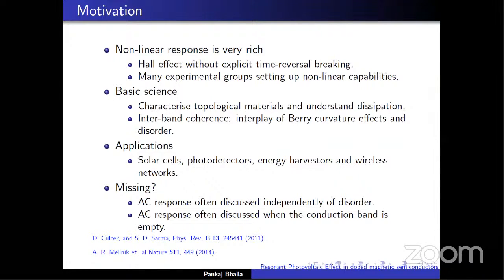Now, what is missing in these studies? In the literature you have come across the AC response, which people have often discussed without taking disorder into the picture. But if we take disorder into the picture, what new things can be achieved? Another point is that the AC response is generally discussed when the conduction band is empty. If the conduction band is half empty, what should be the consequences? These are the missing points in the literature, and the motivation behind the nonlinear study.